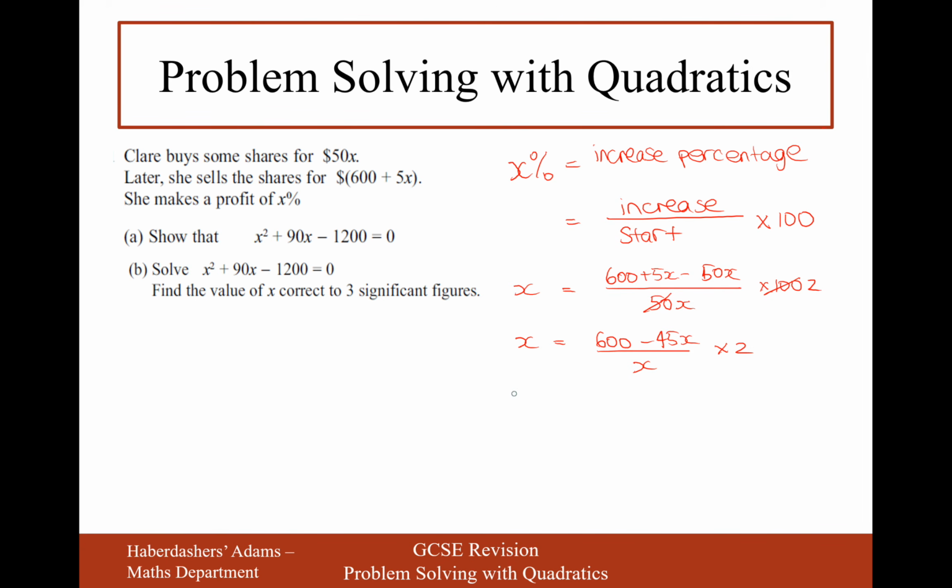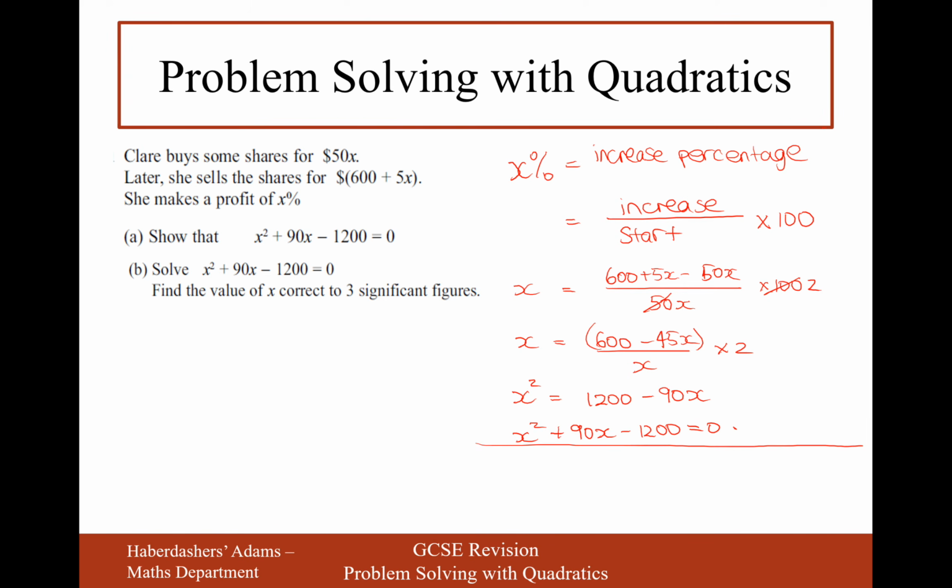Okay, what I'll do next is multiply the x onto the other side, so it's now x squared, and I'll multiply the top here by 2, so that's 1200 minus 90x. And let's move everything onto the same side: x squared plus 90x minus 1200. And there we are, that's the answer to that problem. Moving on to the next part.